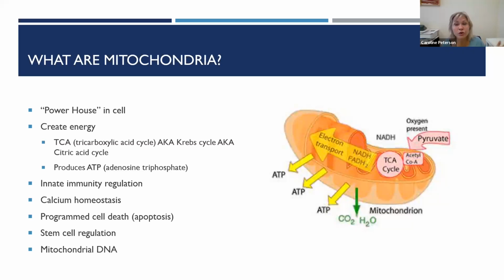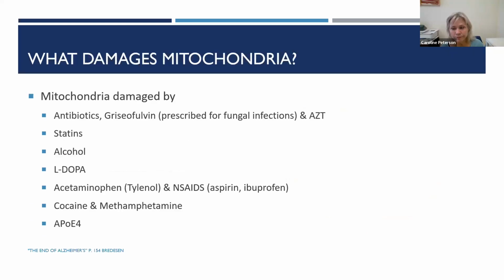And then, of course, we do have mitochondrial DNA, and that's the maternal DNA that's passed down through the female line. So here we have the mitochondria that's producing ATP. This is with oxygen.